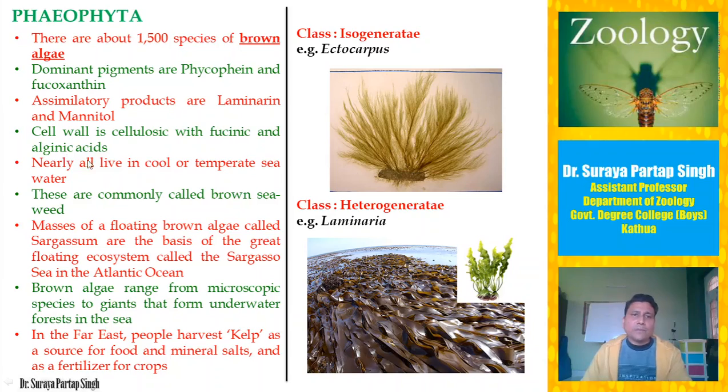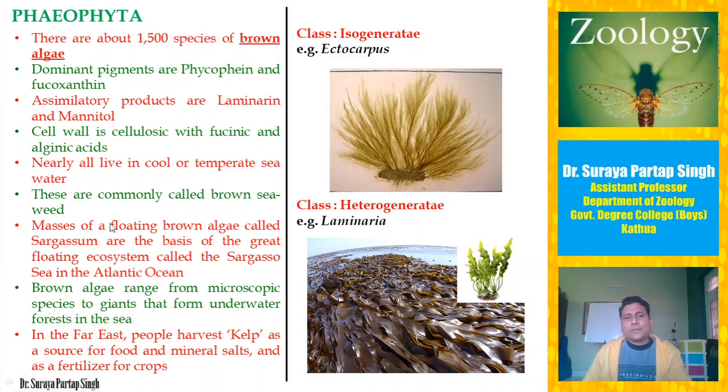So in them, the cell wall is again made up of cellulose, but there are certain other compounds. For example, fucinic and alginic acid are present in their cell walls. Nearly all of them live in cool and temperate sea waters. So most members of Phaeophyta are found in very cold and temperate sea waters, and they are commonly known as brown seaweeds. They grow like weeds. They grow very large. They grow very long. Some of them attain a size of hundreds of feet, like I already told you. So as such, they are commonly called brown seaweeds.